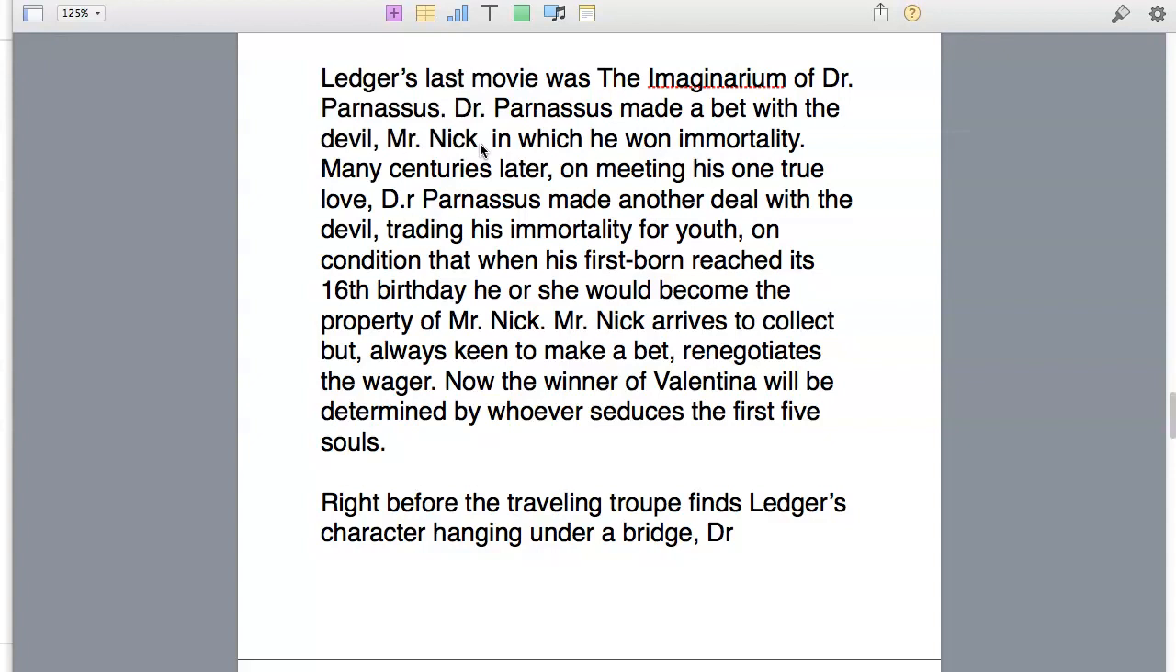Yet Satan loves to gamble as well, right? Is it any wonder that gambling is becoming more and more of a part of our society as they legalize it and promote all of the websites that you can gamble on? Anyways, now the winner of Valentina will be determined by whoever seduces the first 5 souls. And this is maybe a potential answer to why certain people are ritually sacrificed and others are not. Maybe it's based on the various deals that were made, right?